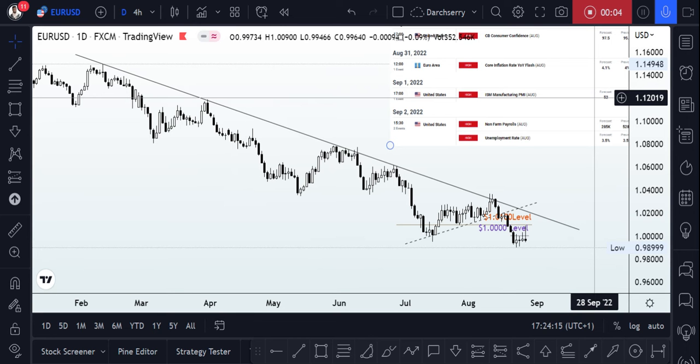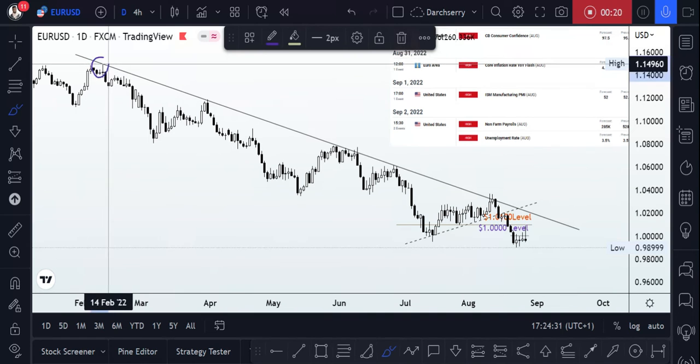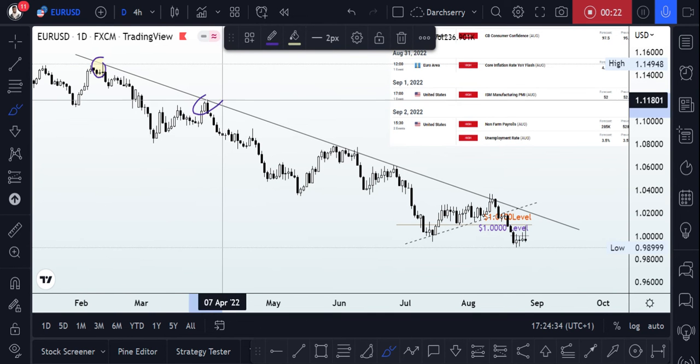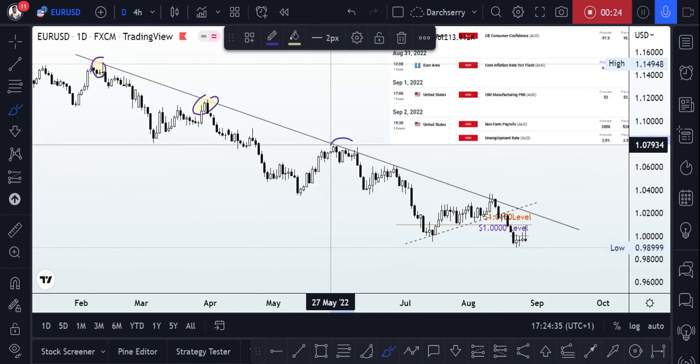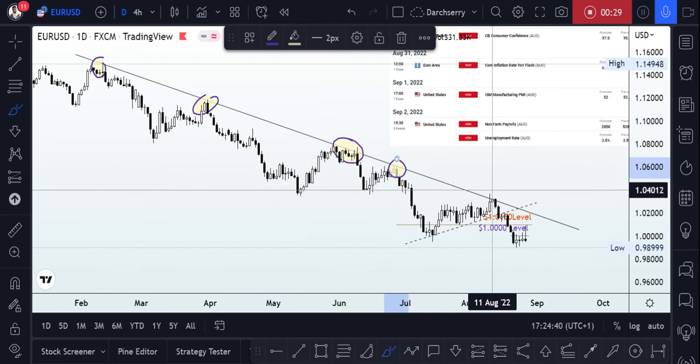Welcome to another video tutorial on how I plan to trade the Euro USD in the coming week. It is very obvious that price action has been on a bearish momentum drive since the beginning of the year, and I was able to connect the series of lower highs on the daily time frame to identify this resultant bearish trend line that has been guiding price action since the beginning of the year.